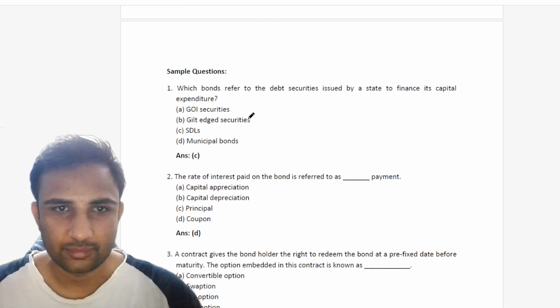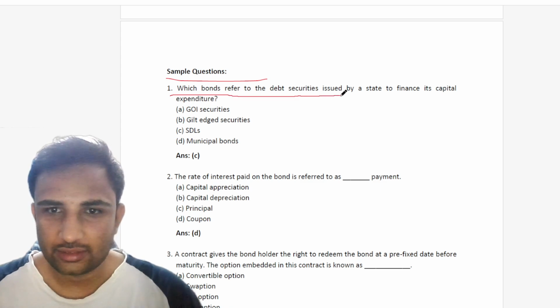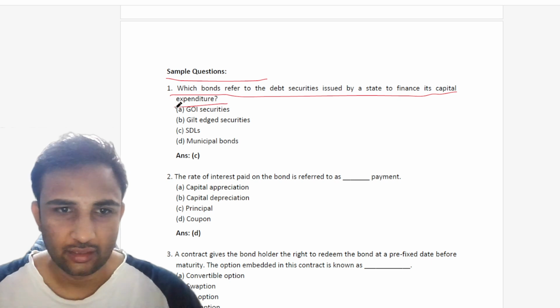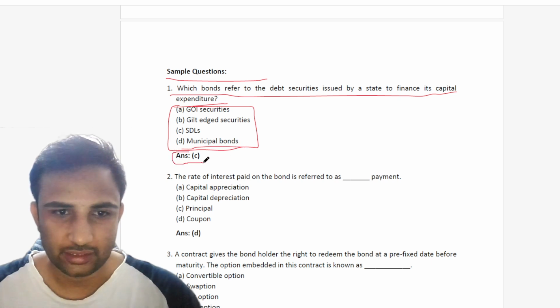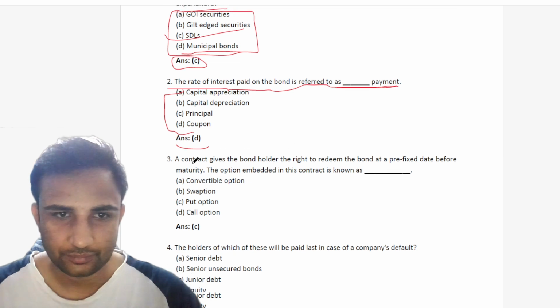Let's do some sample questions. Which bonds refer to the debt securities issued by a state to finance its capital expenditure? Options are Government of India securities, gilt edge securities, SDLs, municipal bonds. The answer is C, that is SDLs. The rate of interest paid on the bond is referred to as dash payment. Options are capital appreciation, capital depreciation, principal, and coupon. The answer is D, that is coupon.